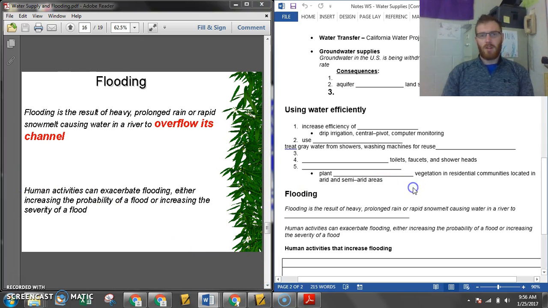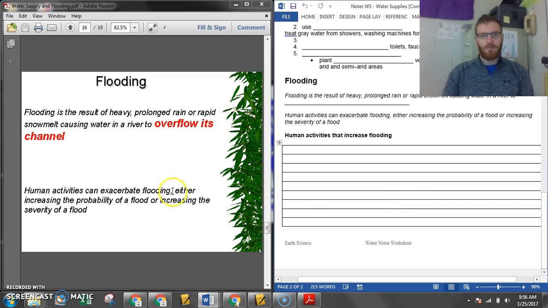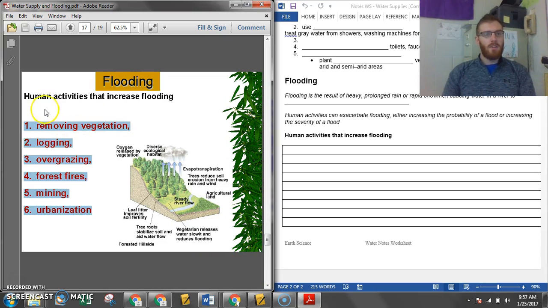All right, flooding. Moving on to the last portion here. Flooding is the result of heavy prolonged rain or rapid snowmelt, which causes water in rivers to overflow its channels. Human activities can exacerbate flooding. Exacerbate means make it happen more, make it happen faster, either increasing the probability of a flood or increasing the severity of a flood.